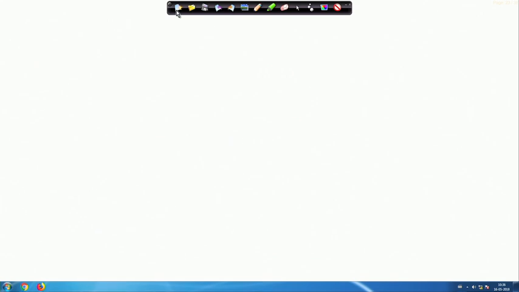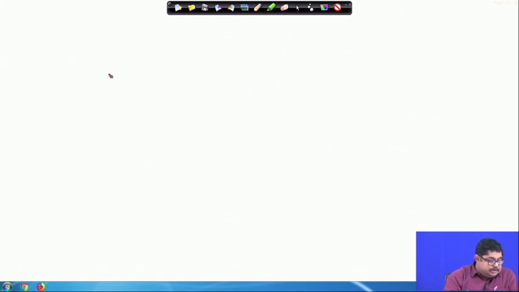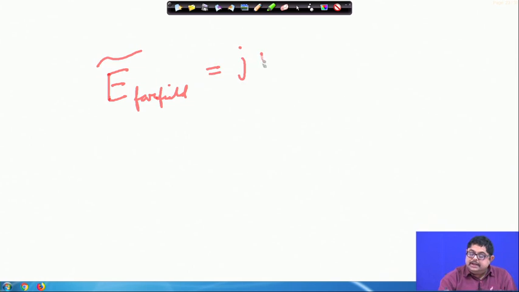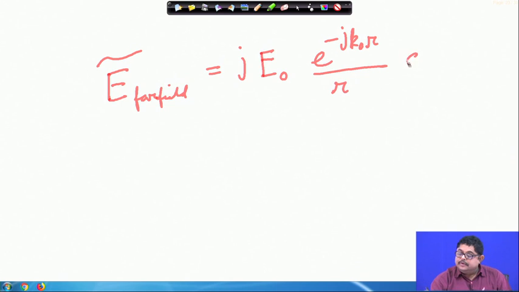Let me say another thing. If we again look at the far field expressions of the current element, let me write E far field as j times some constant, let us say E naught, times the shape. You see this is some constant, but as we have seen, this comes from the solution of the wave equation. So, e to the power minus j k naught r by r comes whenever I have any AC current.